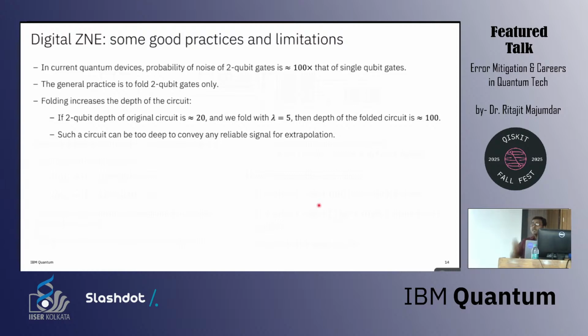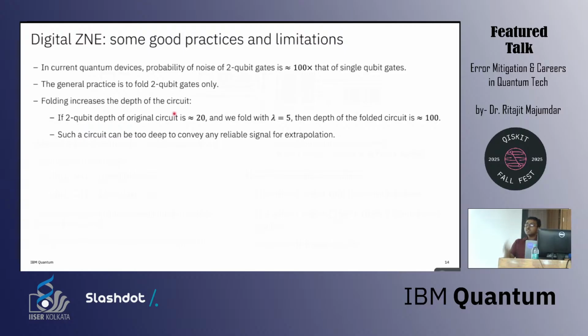There is another thing. Even after doing so, let's say that my original circuit has a depth of 20. And I fold with lambda equal to 5, now my depth becomes 100. What I mean here is a 2-qubit depth. What is 2-qubit depth? It's basically the depth of the circuit if you assume there are no single qubit gates. The reason we use this is the same thing, that 2-qubit gates are way more noisy, and knowing the 2-qubit depth gives a lot of information, because we can think that the other things are almost perfect.